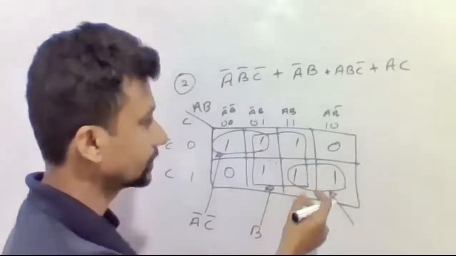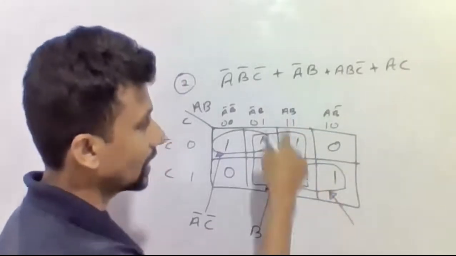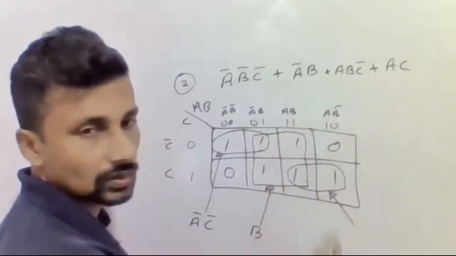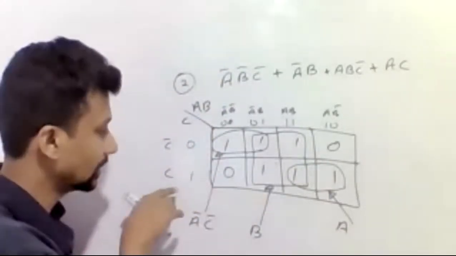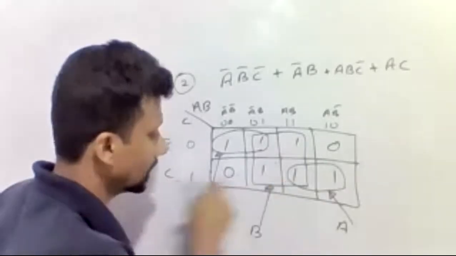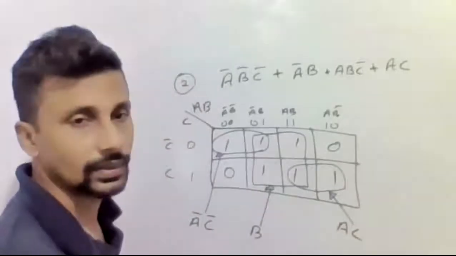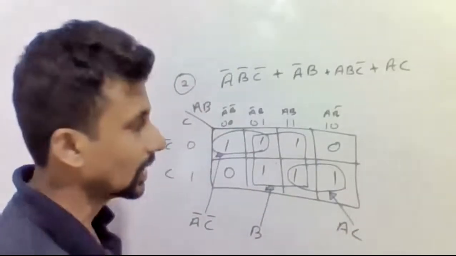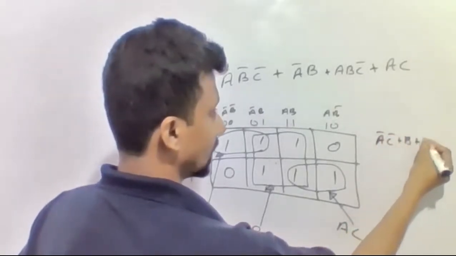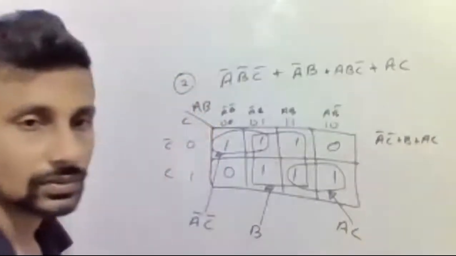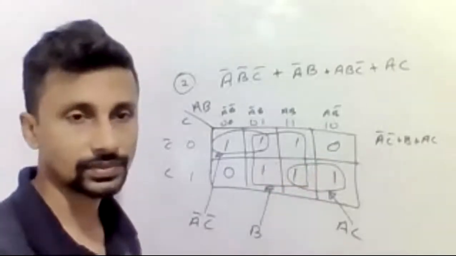Go to this group. This side there is A, this also A. So both ones are common. A is common for both ones. So from here A comes. Look at this side horizontally. C is coming here. C is also coming here. So we take C for that. So my final output I can write A dash C dash plus B plus AC. So this is what I got by using the first method.